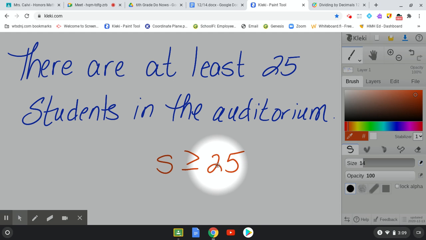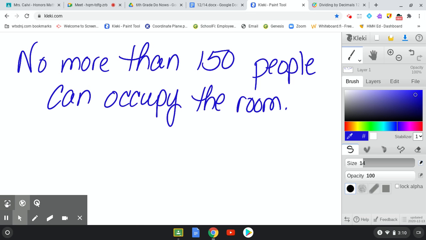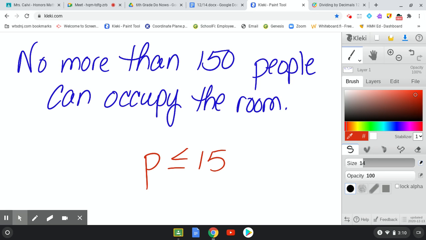All right, let's try another one. This one says no more than 150 people can occupy the room. So that means that the room has to have 150 people or less. So the amount of people in the room has to be less than or equal to 150.